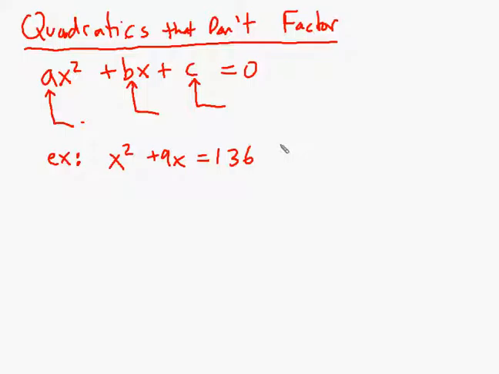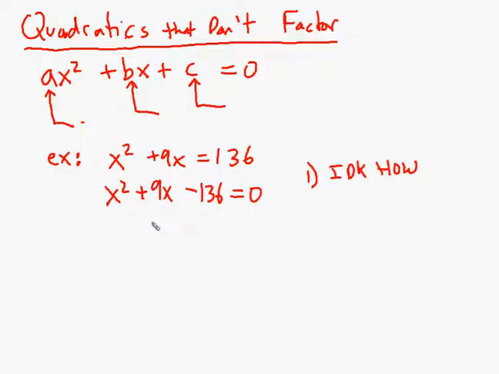Now, I'm going to use the quadratic formula in one of two cases. Case 1, I don't know how to factor it. I look at this and I'm like, I don't know how to factor this. This actually is factorable. But if it's going to take me more time to figure out how to factor it than use quadratic formula, I'm going to use the quadratic formula. The second case is simply it can't factor. Those are your two possibilities when you're going to use this formula.